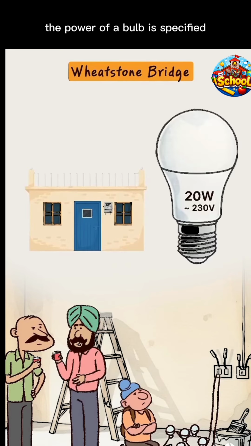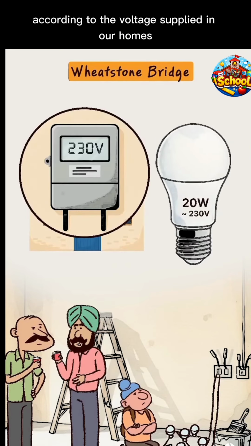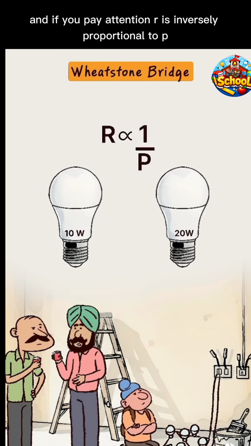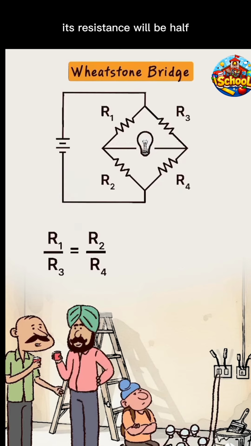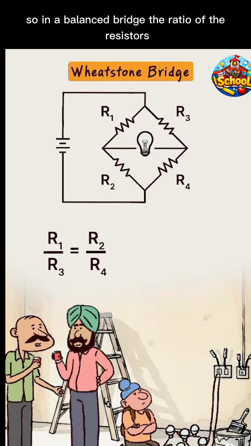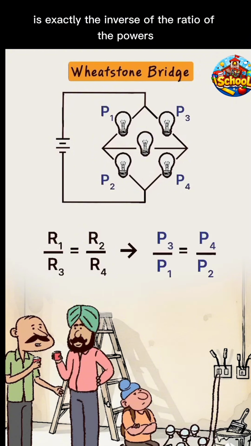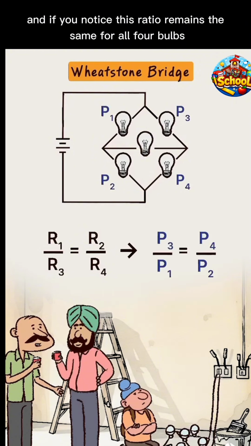The power of a bulb is specified according to the voltage supplied in our homes, and if you pay attention, R is inversely proportional to P. That means if the power of one bulb is twice that of another bulb, its resistance will be half. So, in a balanced bridge, the ratio of the resistors is exactly the inverse of the ratio of the powers. And if you notice, this ratio remains the same for all 4 bulbs.